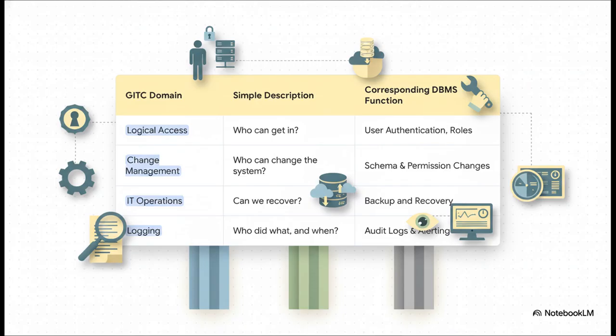Now, ITGCs are usually broken down into these 4 big areas. And what I love about this is how we can take these kind of abstract ideas and map them directly to real things in the database. Logical access, that's just a fancy way of asking who can get in. Change management, that's who's allowed to change the system's blueprints. IT operations is all about can we get back up and running after a disaster. And logging and monitoring, well, that's our detective work. Who did what and when. These are the 4 pillars that will be the foundation of our audit.